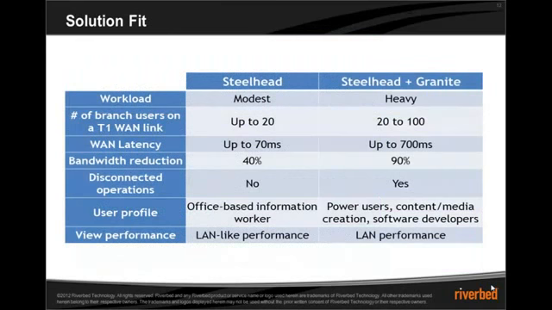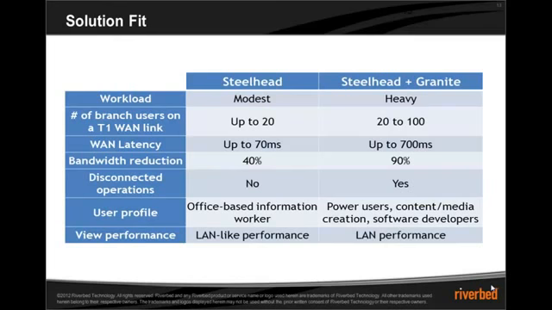If we look distinctly at the Riverbed technology, both Steelhead standalone as well as Steelhead and Granite together, here we provide some recommendations in terms of applicability and size. WAN optimization can be helpful across the board. In the context of modest use of VMware View, let's say on a T1 WAN link in our example here, where the number of desktops are up to 20, and the latency on the WAN link is somewhere in the range up to 70 milliseconds, Steelhead will improve the VDI experience and will help to deliver LAN-like performance.